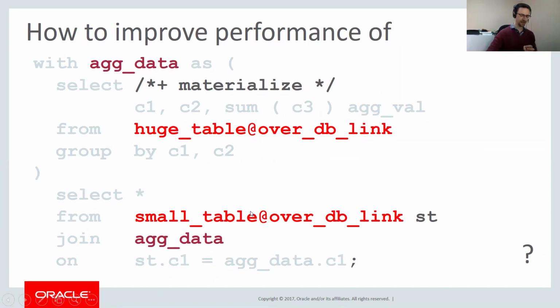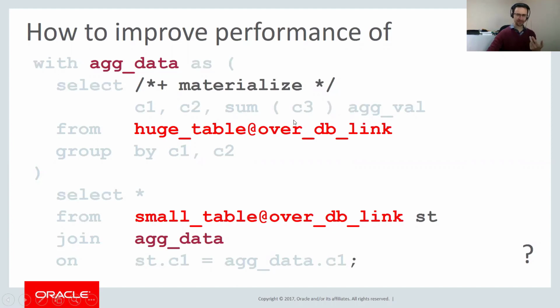They were specifically asking about this materialized hint. For those of you who don't know what this hint does, it tells the database to pre-compute the results in this subquery, store the results in an on-the-fly temporary table, and then use them later. They were a bit concerned that this wasn't working properly or didn't always give them the performance that they wanted. So they're saying, well, what can we do about it?